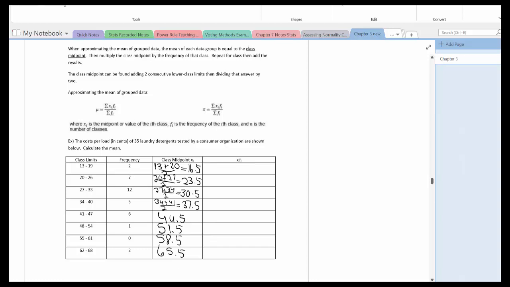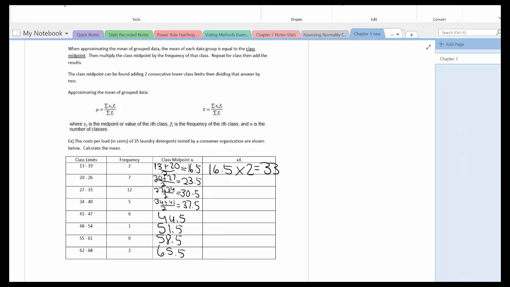Now, let's go back to the very first row. If I wanted to do this entire problem by hand, which I'm not going to, I would take the midpoint, which we figured out is 16.5, a value that's not too big or too small, kind of in the middle, times the frequency, which in this case is 2, and I would get 33. I would do that for every single row, add these up, and then divide. But again, I'm going to show you how to do this in the calculator.